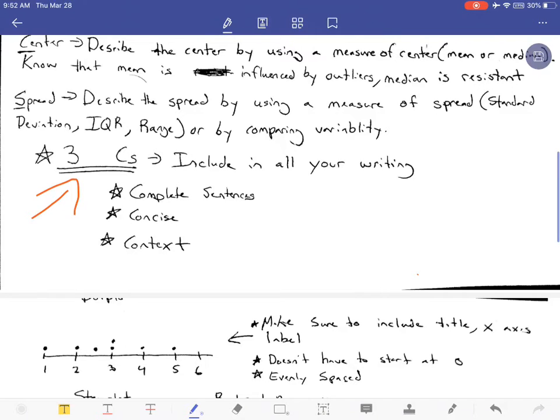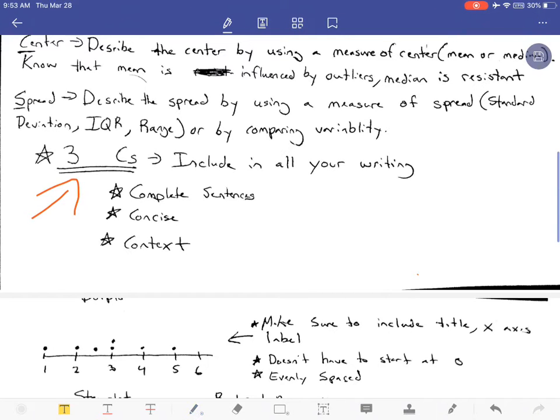Let's say Ms. Sanchez walks in the class and you just give her your summary paragraph. She should be able to read through the paragraph and understand what your data is talking about because you're talking about it in context with the problem. But if you just list off a bunch of summary stats without context, she won't know what your data is referring to. So make sure that you're including context. I'm going to talk about that a little bit more later on in the video.